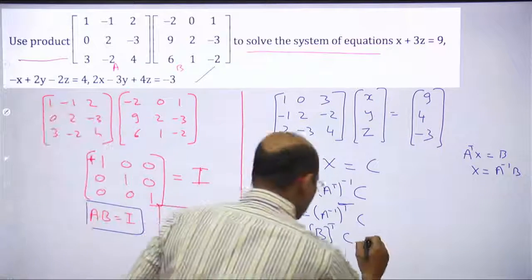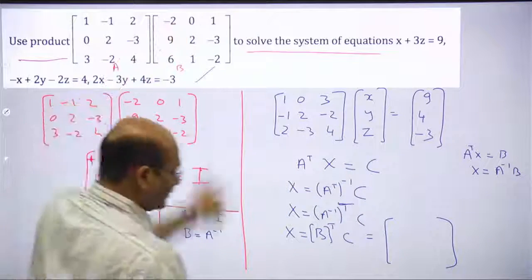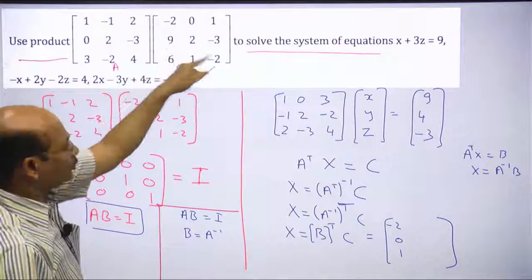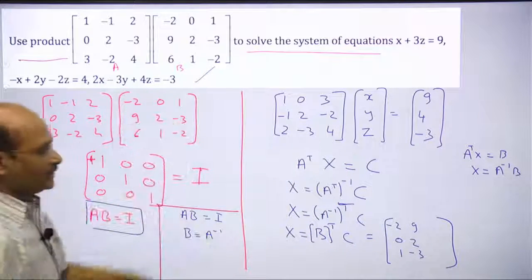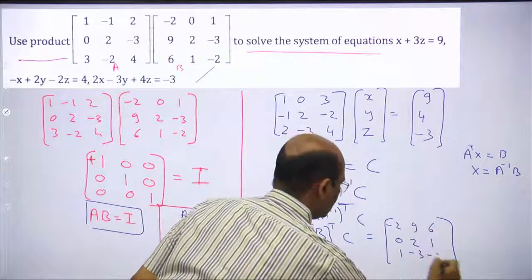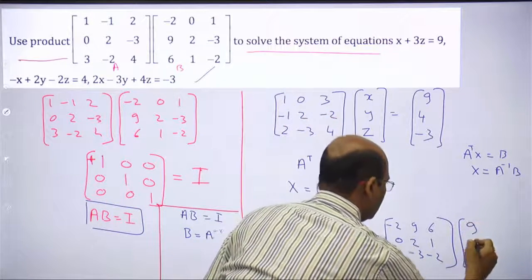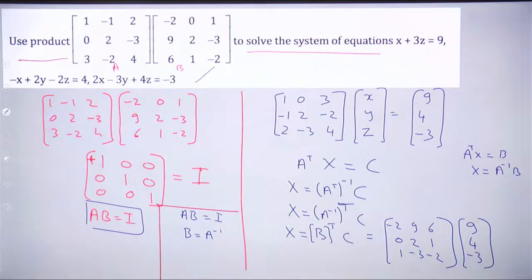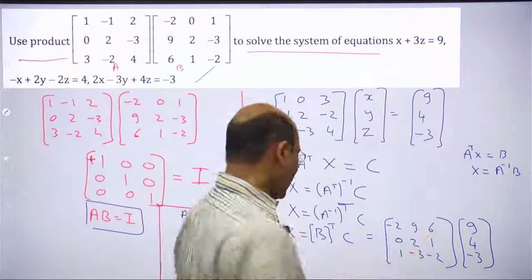So B transpose. The transpose of B, minus 2, 0, 1, will become a column. Right? Minus 2, 0, 9, 2, minus 3, and then 6, 1, minus 2, and into C. What is C? C is nothing but 9, 4, minus 3. Now multiply this part. I think that is nothing but the X matrix.